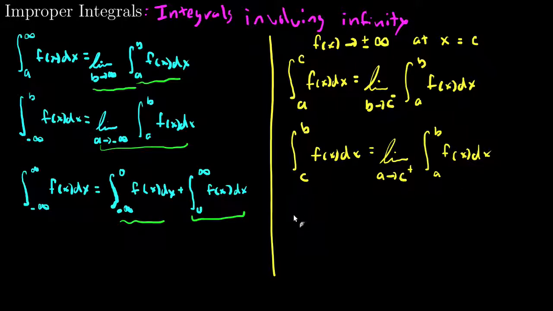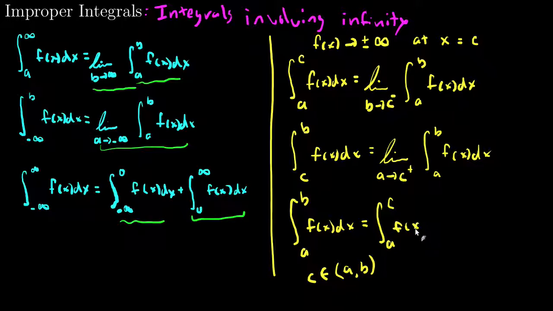And finally, if I have this integral, let's say, from a to b of f of x dx, and c is in the interval a to b, so c is somewhere between a and b, then I'm going to have to split it up as the integral from a to c of f of x dx plus the integral from c to b of f of x dx. I need to actually consider what happens to both sides as things go badly.